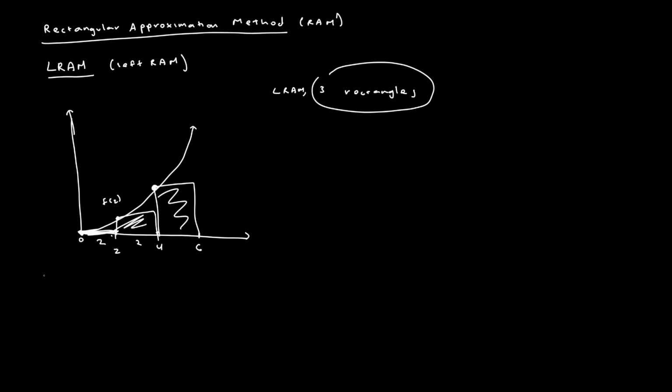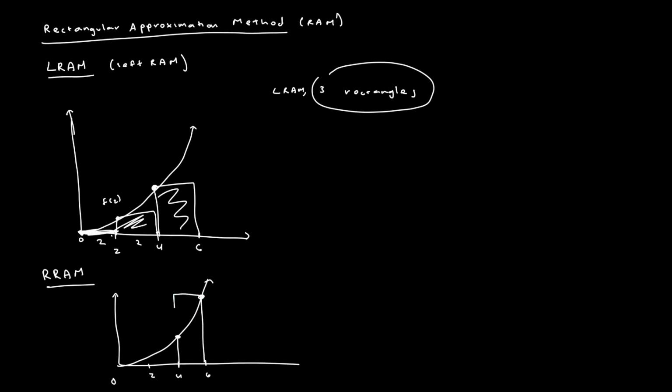And like I was talking about before, RRAM is simply the same process. If we were to again have 3 rectangles approximate our area on the interval 0 to 6, RRAM just means that the height of the rectangle is going to be anchored at the right point. So over here, instead of 4 being the anchor for the third rectangle, it's going to be 6. It's going to look something like that. The middle rectangle is going to have an anchor at 4, so that determines the height, and the first rectangle is going to have the height anchored at 2.